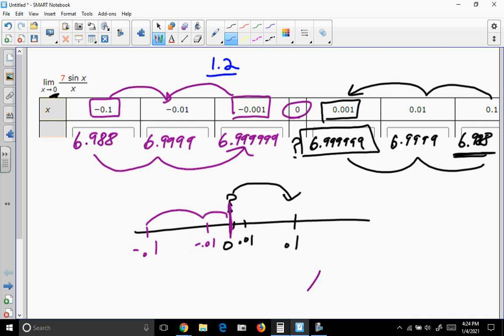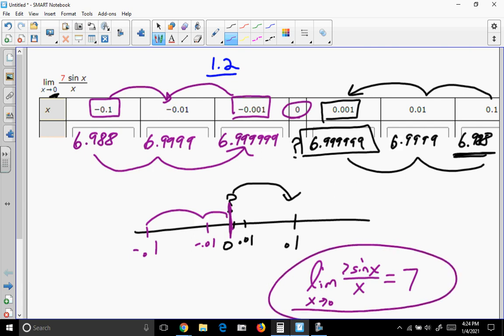So we say that the limit as x approaches 0 of the function 7 times sine x over x is 7. Or you could read it, the limit of this function as x approaches 0 is 7. So as our x's get close to 0, what do our y's get close to?